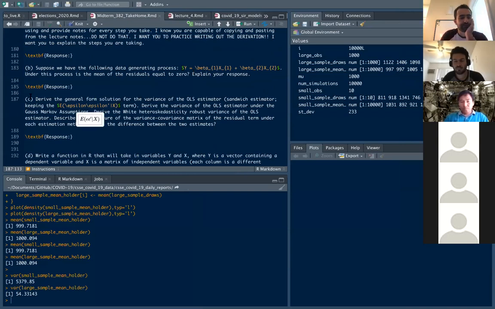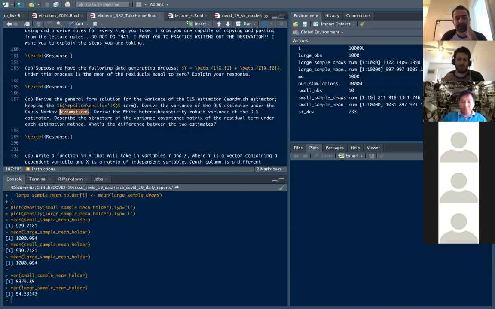For part C, derive the general form solution for the variance of the OLS estimator, right? Our good old sandwich, keeping the term, the expectation of epsilon epsilon prime, conditional on x. Derive the variance of the OLS estimator under the Gauss-Markov assumptions, and then derive the White heteroscedasticity robust variance estimator of the OLS estimator. And then I ask you to describe the structure. This comes directly out of lecture 4.